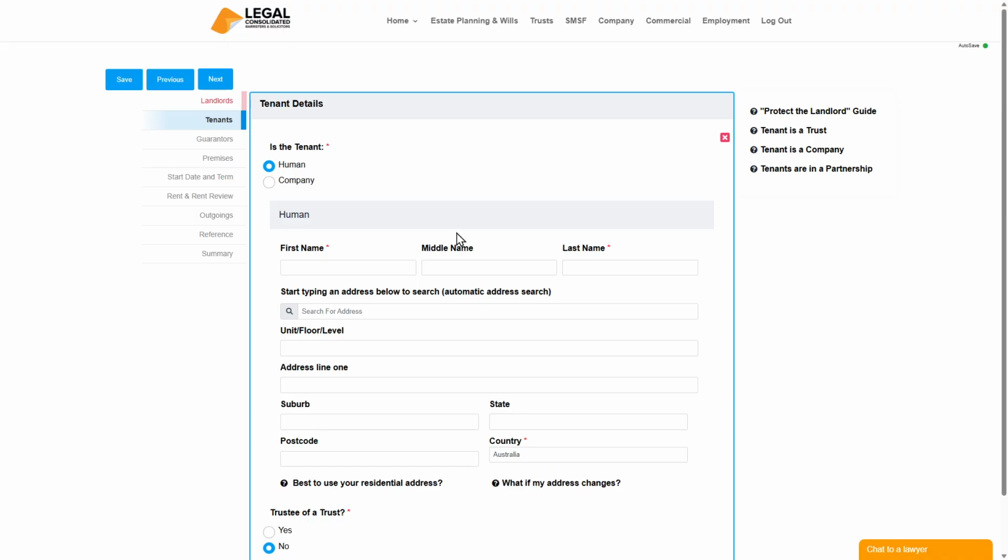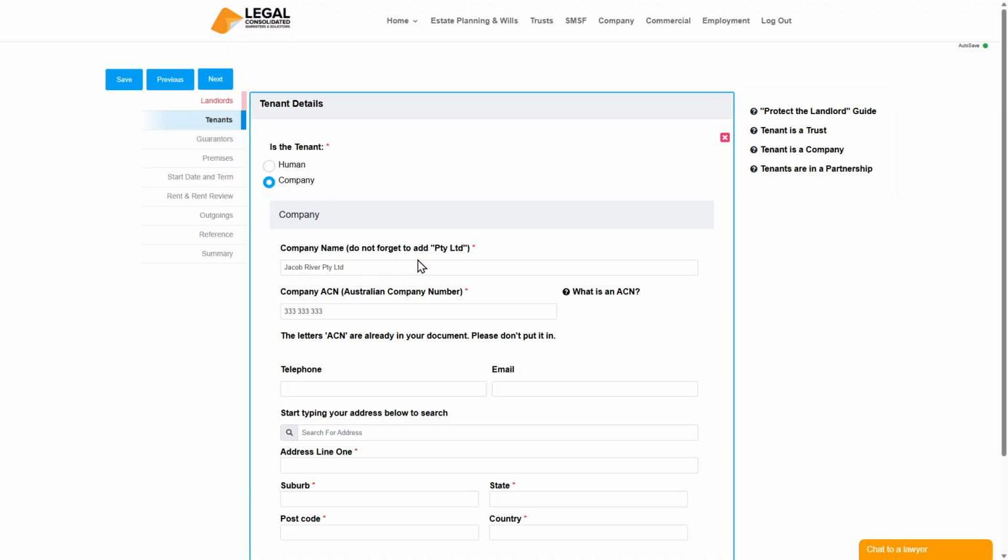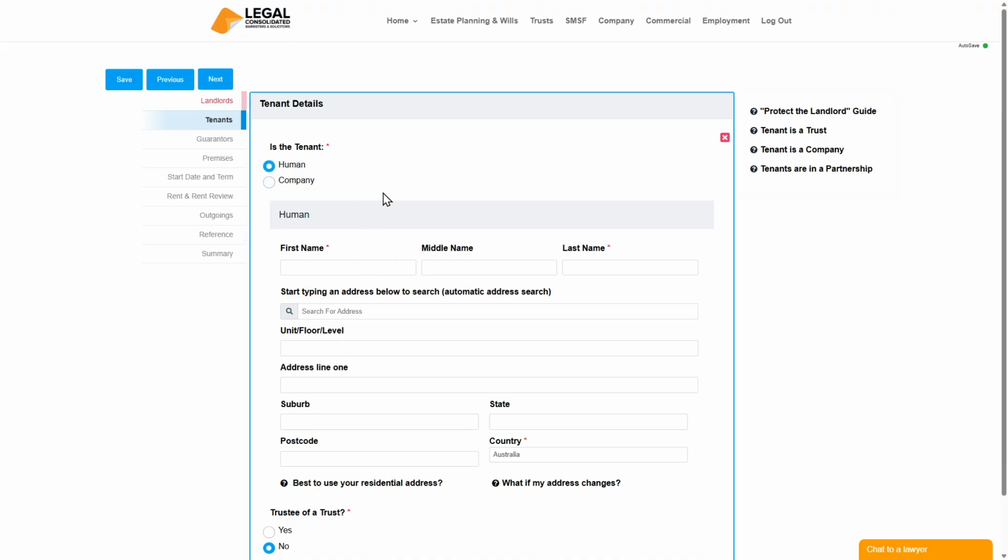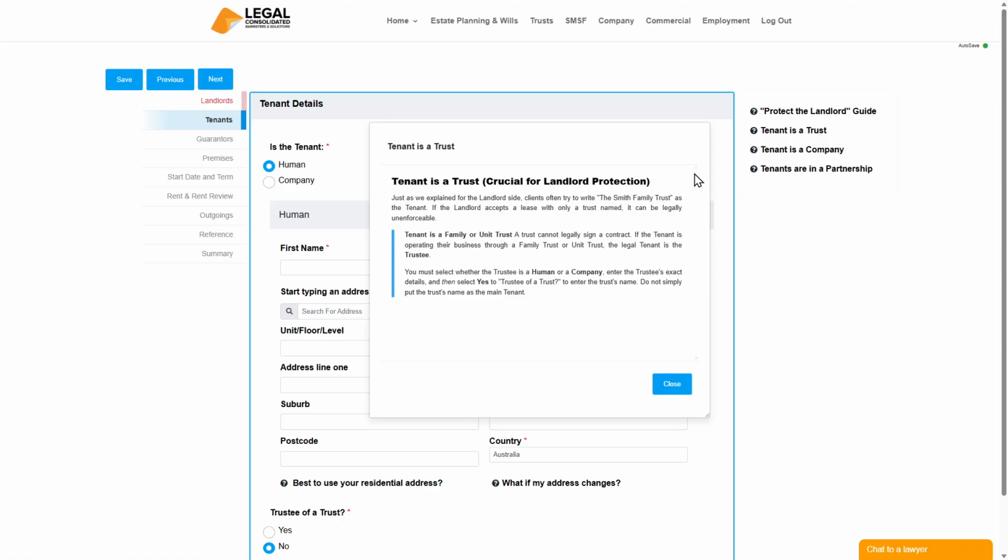So this has to be exactly correct as to who the tenant is. If there's a company, put in their company details. If they're human, you put in their human details. Most businesses, for asset protection or for income distribution, will operate through a trust. So what does that mean? In this instance, the Smith Family Trust is the tenant.